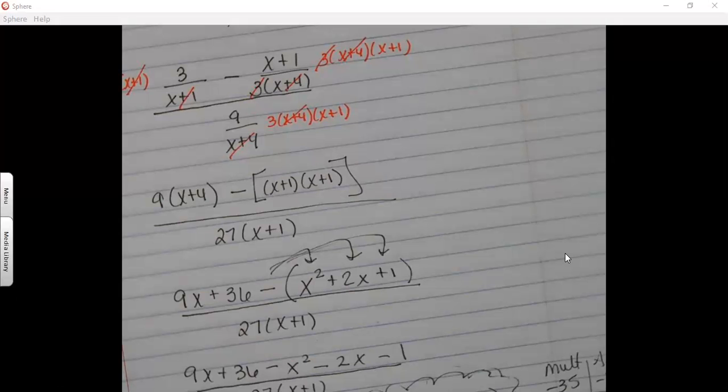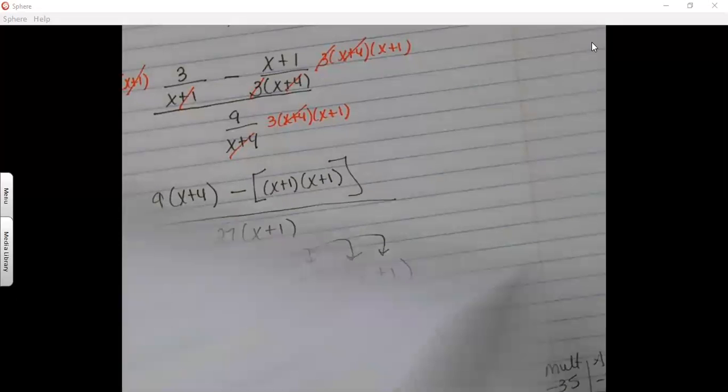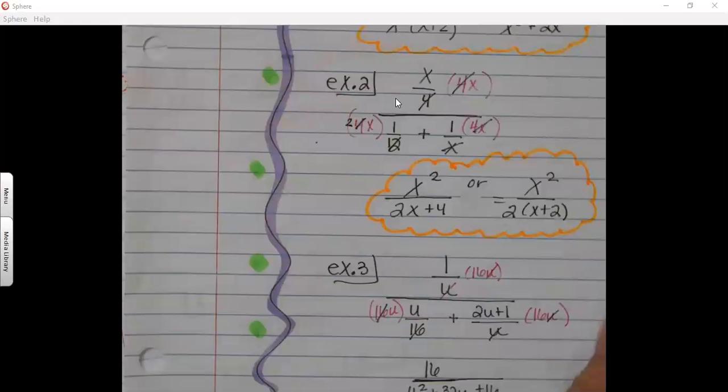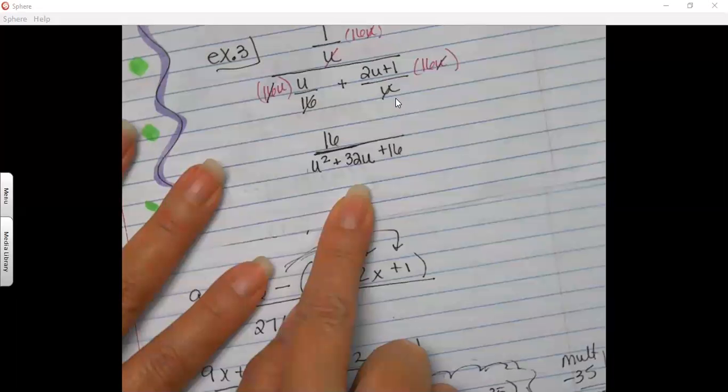And hold on, let me see what my chat is. What was the answer to number 3? The answer to number 3, let me put it back up. If you're still here, Yasmin. The answer to number 3 was 16 divided by u squared plus 32u plus 16.